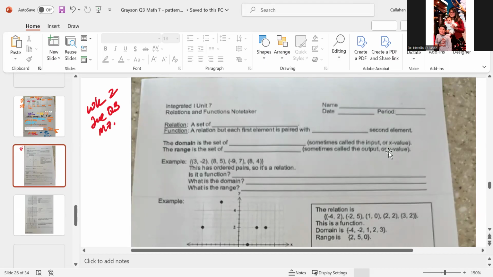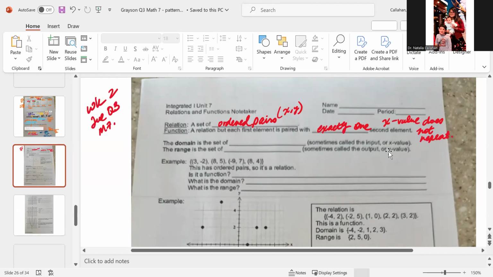A relation is a set of ordered pairs. An ordered pair is like X and Y. A function is a relation, but each first element is paired with exactly 1 second element. So what this means right here is that the X value does not repeat.